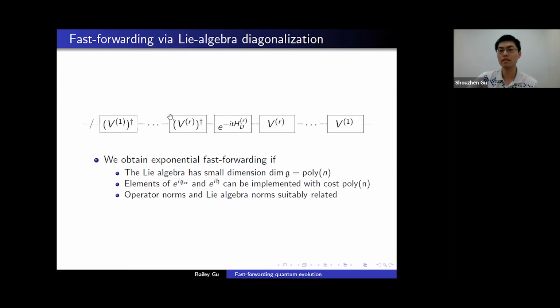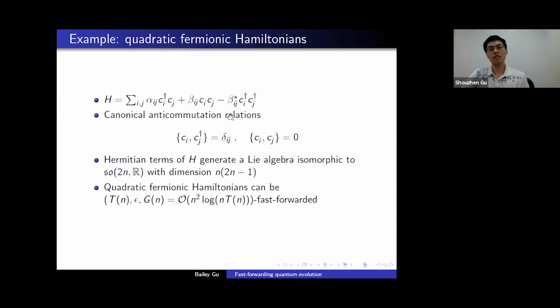Okay, so that's the general technique. And let me just illustrate some examples using this. The first one is quadratic fermionic Hamiltonians. In this case, H is written as a sum of these terms, where the Ci's and Cj's are fermionic creation and annihilation operators, which satisfy the canonical anti-commutation relations here.